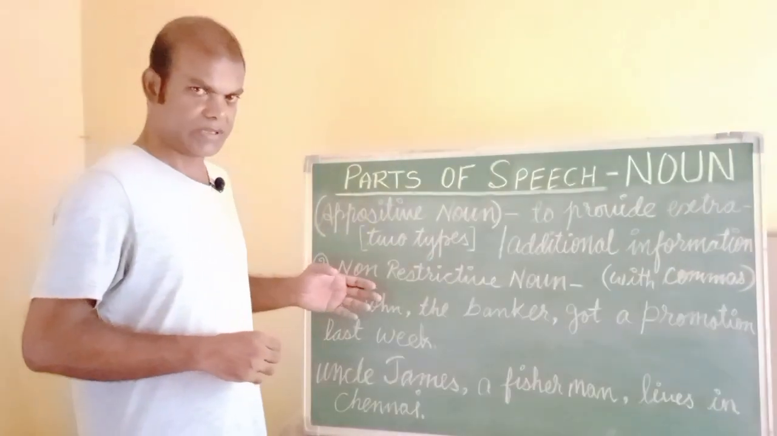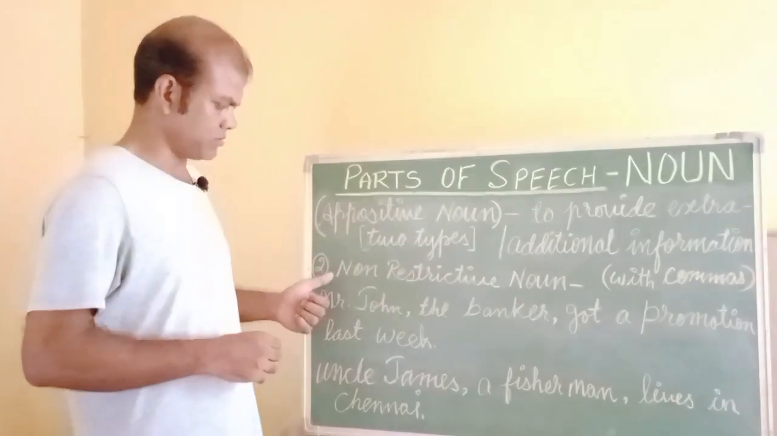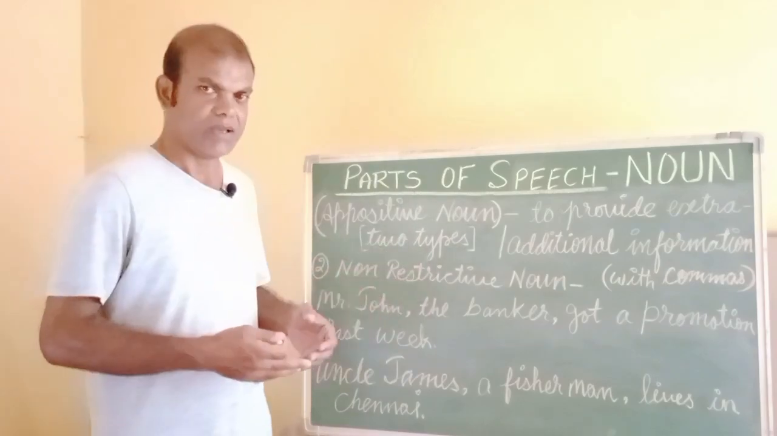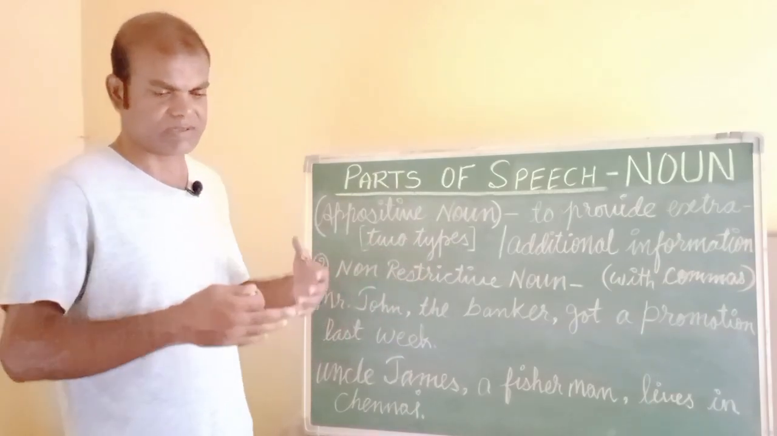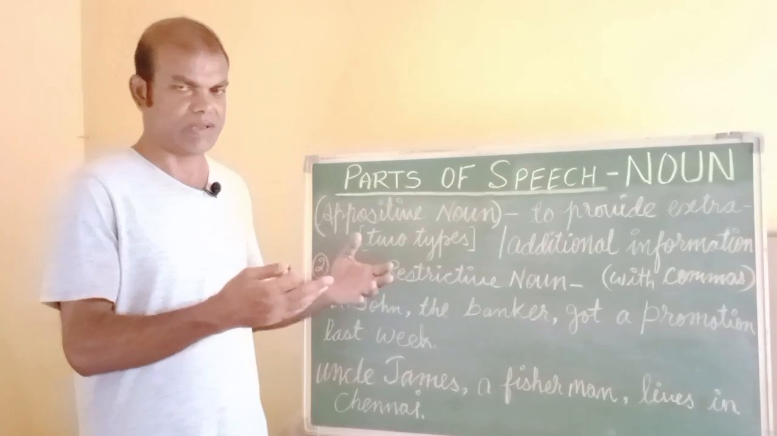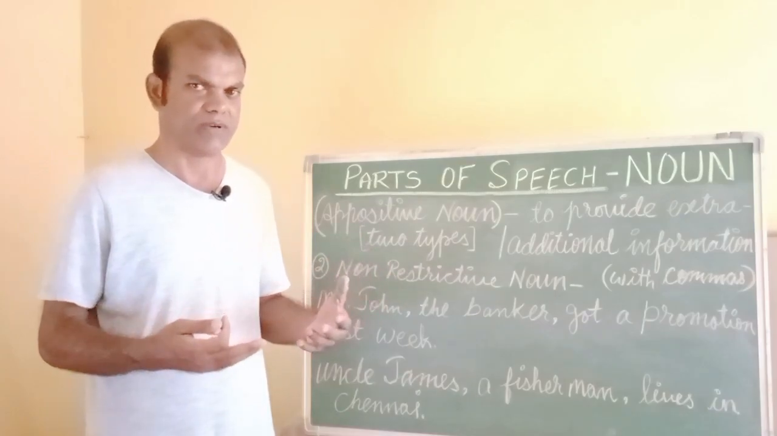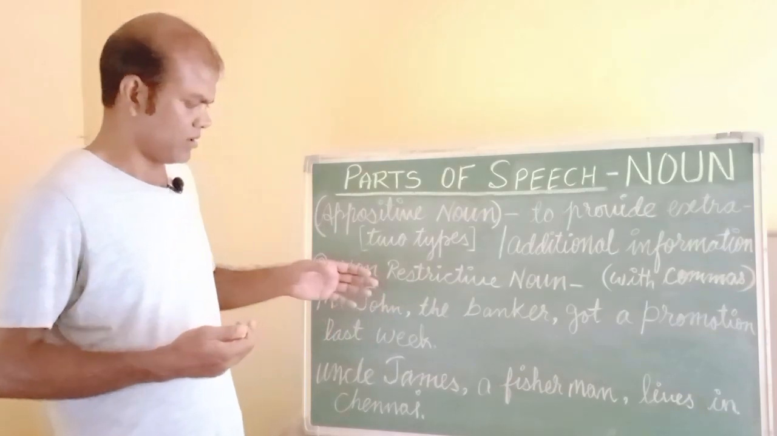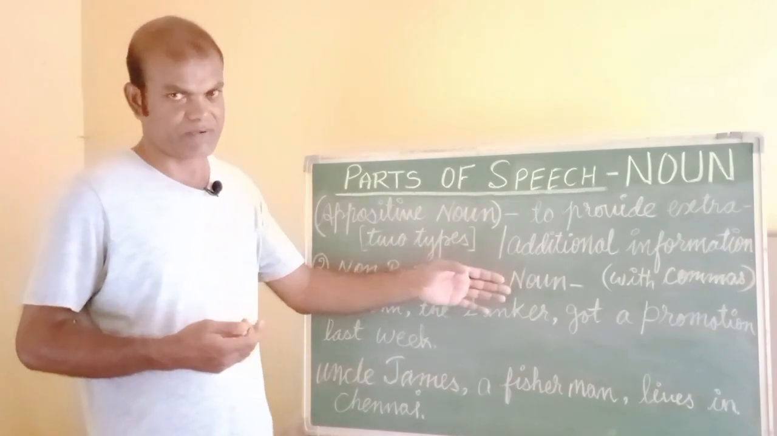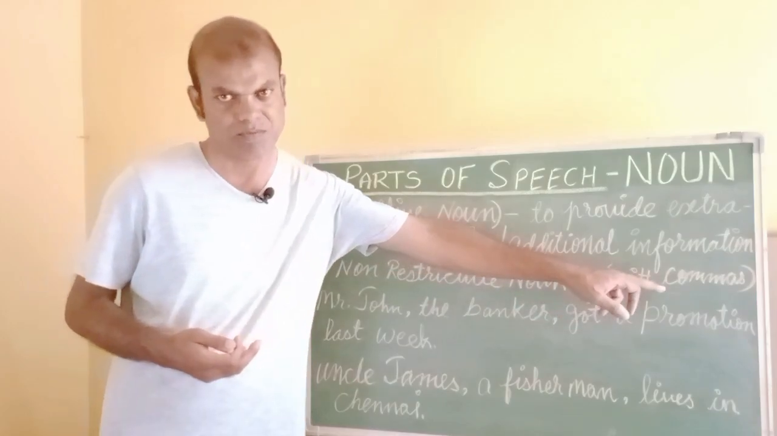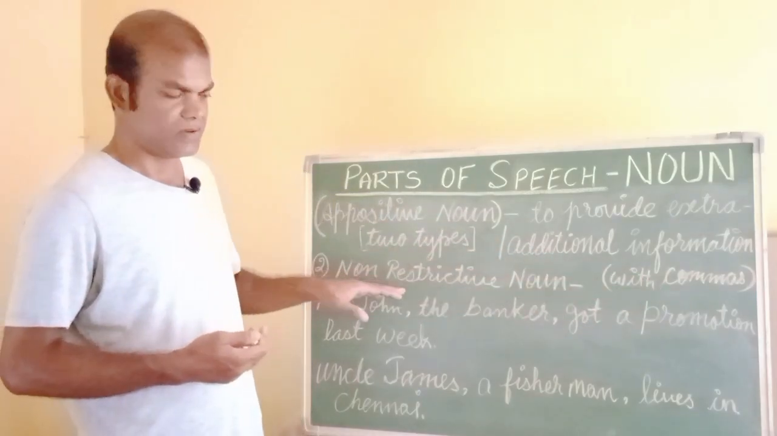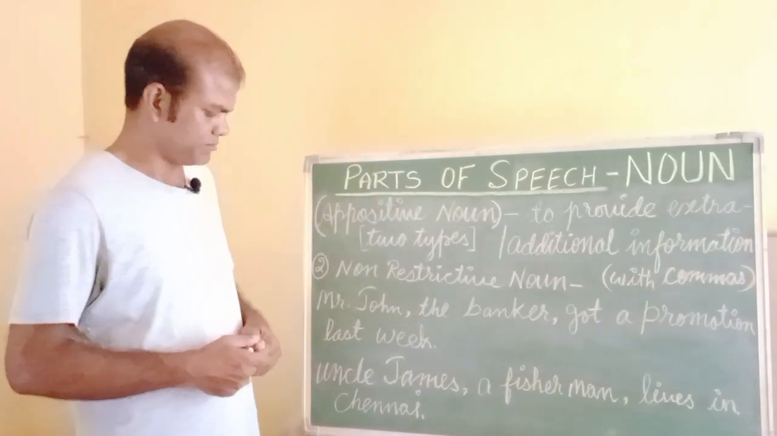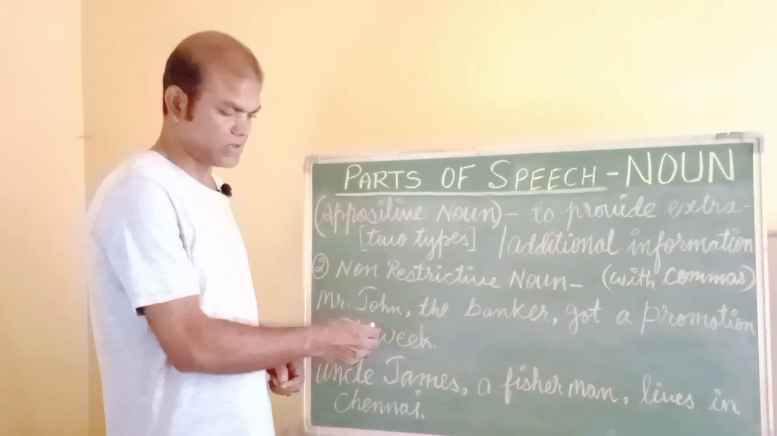Okay, so now we'll go with the next type of the appositive noun, the non-restrictive noun. Now, a non-restrictive noun is an appositive noun which is the same as a restrictive noun. It gives extra or additional information about that other noun in a sentence. And keep in mind, when we are using a non-restrictive noun, we have to use commas. This noun is used with commas. Keep that in mind. Now we'll look at the example. Mr. John, this is the subject.